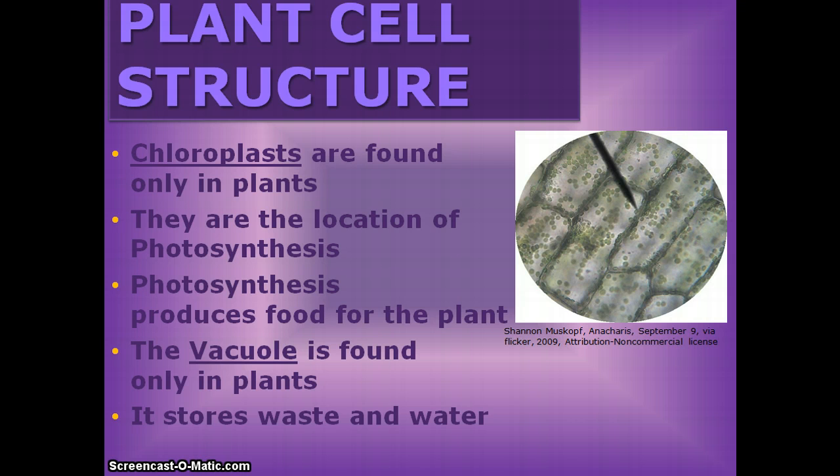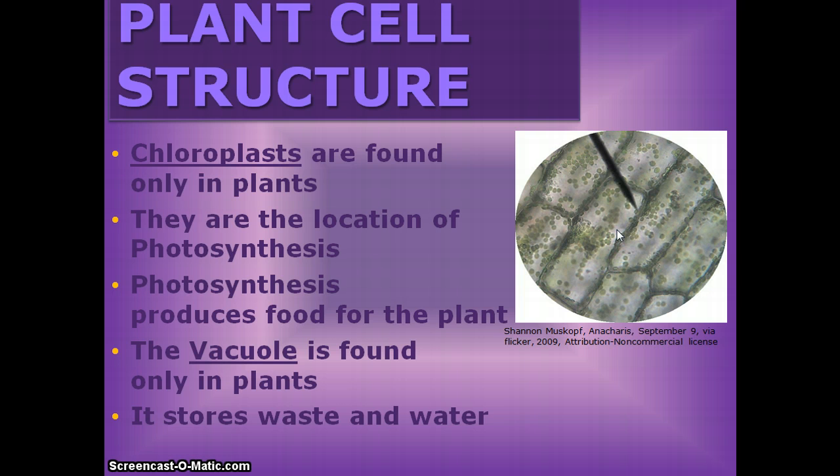Another organelle that is found only in the plant cell is the vacuole. Now, the vacuole is a little bit harder to see. Basically, it is a water-filled sac. So that's why it's kind of hard to see. If you look here, it's basically 90% of the cell, and you can't see it because it is full of water.